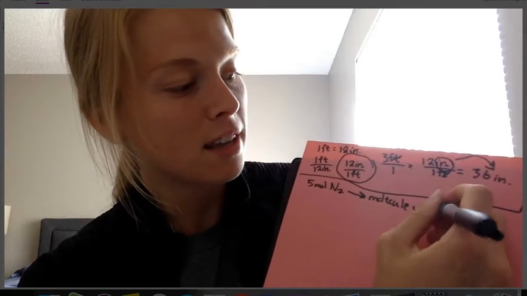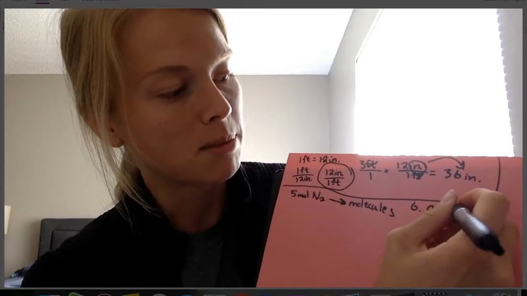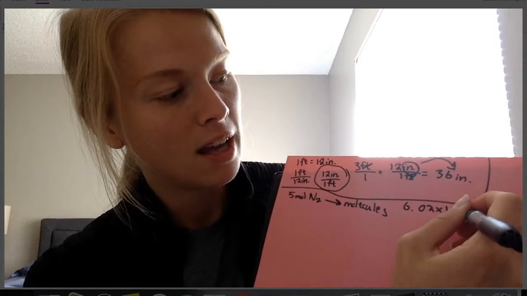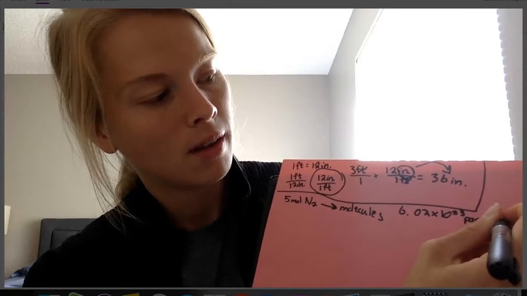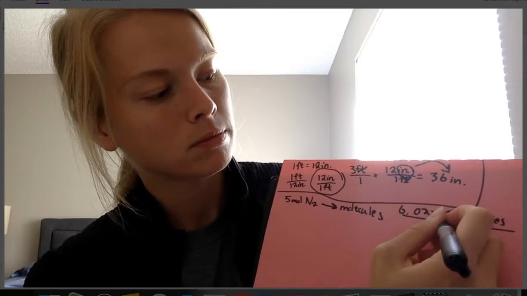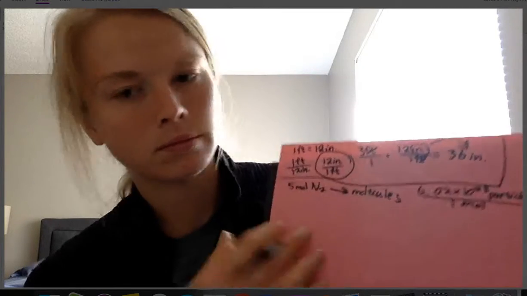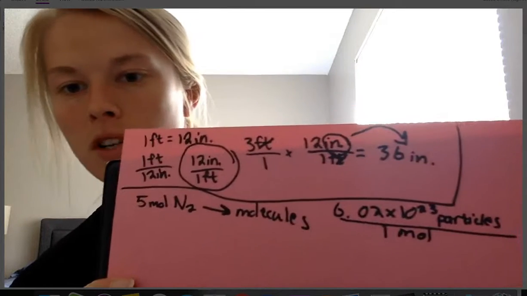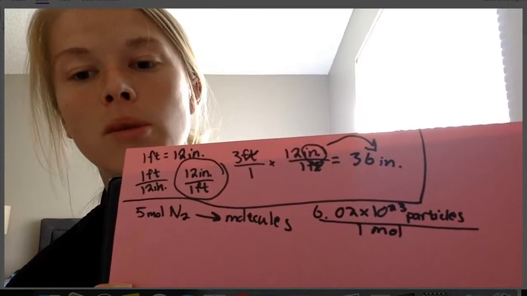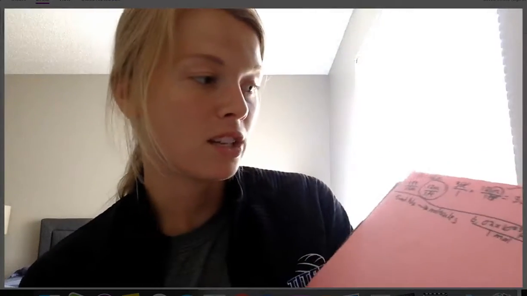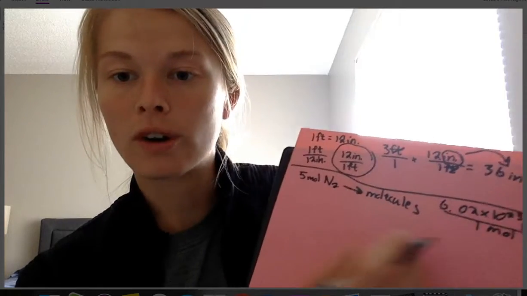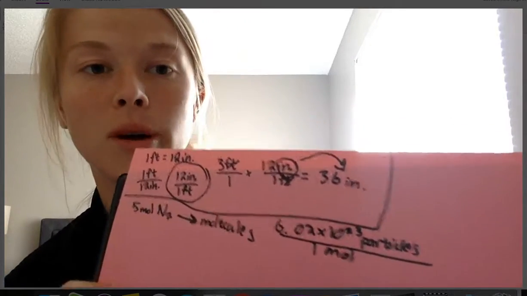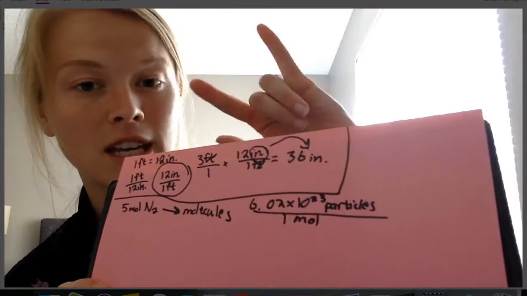There are 6.02 times 10 to the 23rd atoms or particles in 1 mole. Oops, wrong direction. 6.02 times 10 to the 23rd particles in 1 mole. I could also write this the opposite direction if I need to use it the other way. So I could also say 1 mole over 6.02 times 10 to the 23rd particles. Whichever way I need to use it, I can flip it.